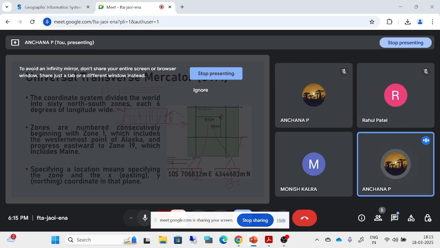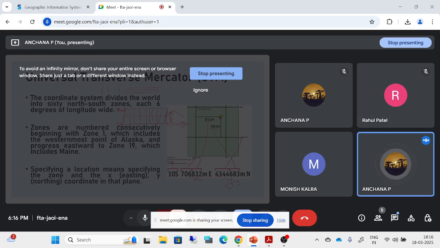I don't think sir has given that much emphasis to UTM, but it's something better to keep in mind, because the Mercator system, even Google Maps also has used it. So for that purpose only I mentioned it. So yeah.